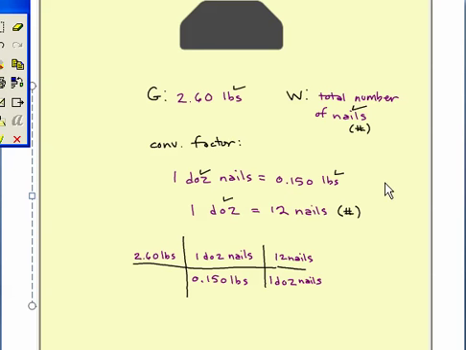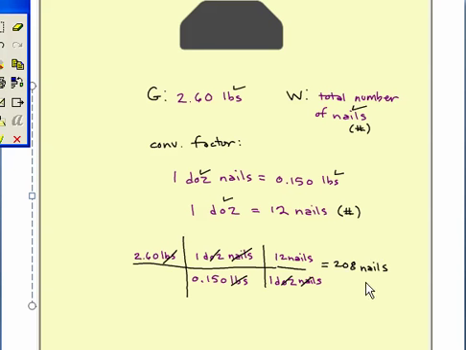Now look at our units. Our pounds are canceling out. Our nails are canceling out. Our dozens are, sorry, our dozen nails are canceling out. And what I'm left with is just nails. How many nails am I going to have? Okay, so then we let our calculator do the work. And my calculator tells me 208. So there we go.